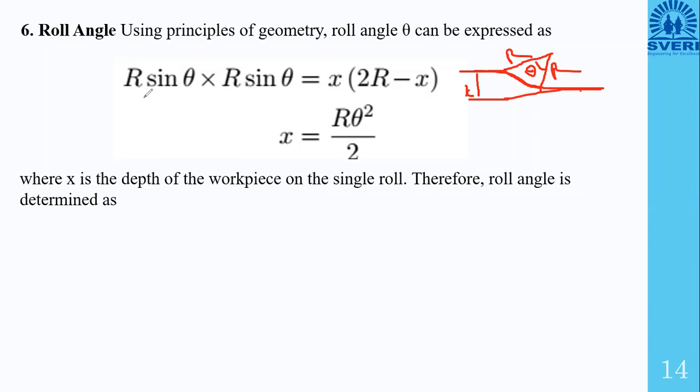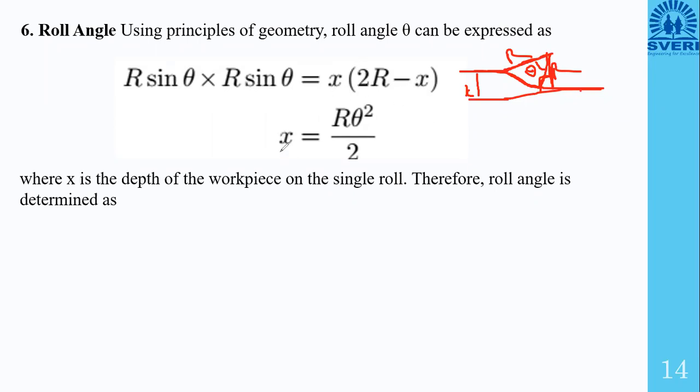So R sin theta, what does it mean? We can call it the theta sine. This is the 90 degree angle. So what is sine theta? The front side divided by the radius, the hypotenuse. So this is x over R. So R sin theta into R sin theta is equal to x into the bracket 2R minus x.